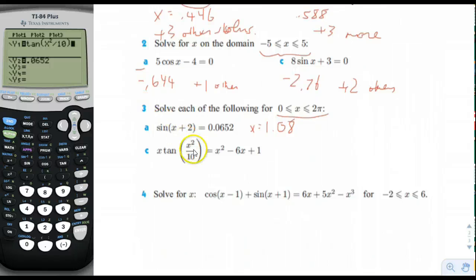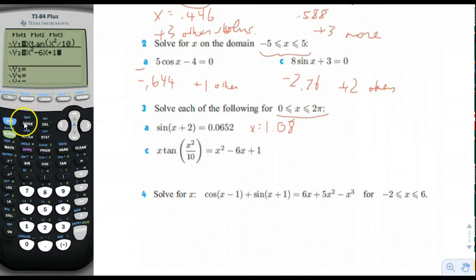And something like this, they could even give it to a math studies exam question, because basically, same thing. So I'm going to put an x here, x tangent of x squared divided by 10. Then we're going to put the next equation in, x squared minus 6x plus 1. And now we're going to see where they intersect.